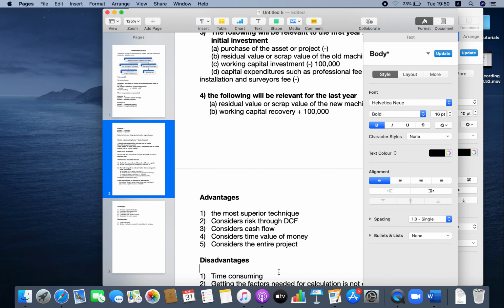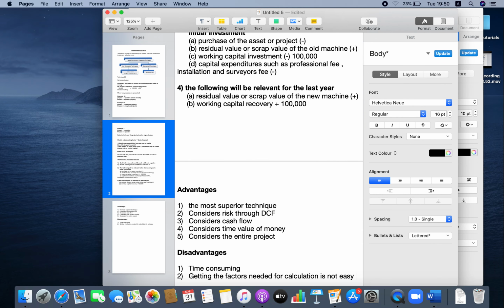Right, and then guys, finally disadvantages. It's time consuming. Even now you would have understood that getting the calculation done takes a lot of time and human effort, and getting the factors needed is not easy. Now I was telling you a few terms earlier, things like industry risk, asset beta. Taking all that in practical terms is not easy. So therefore, getting these factors to do the present value calculation is a tough task.